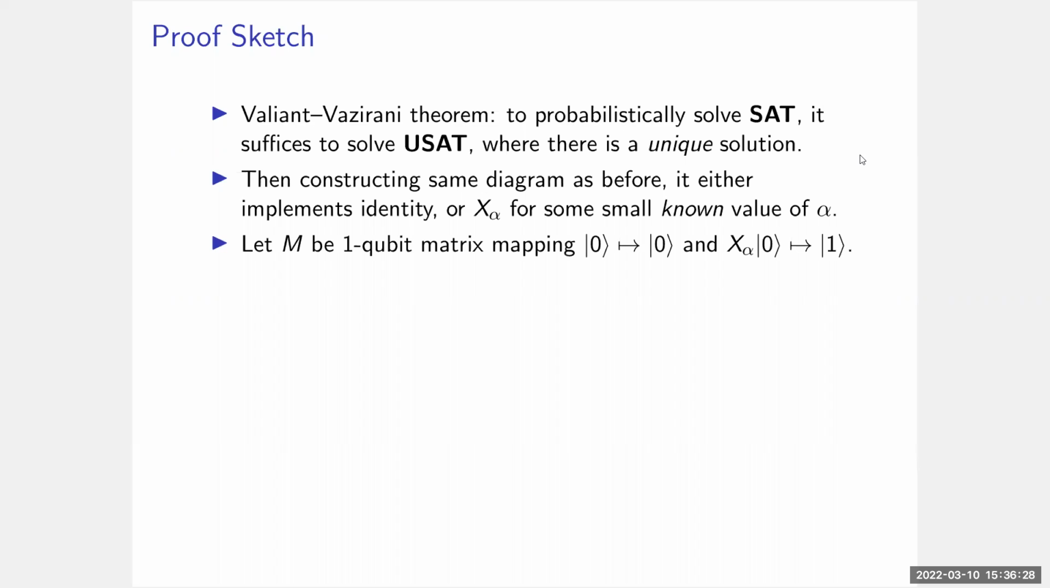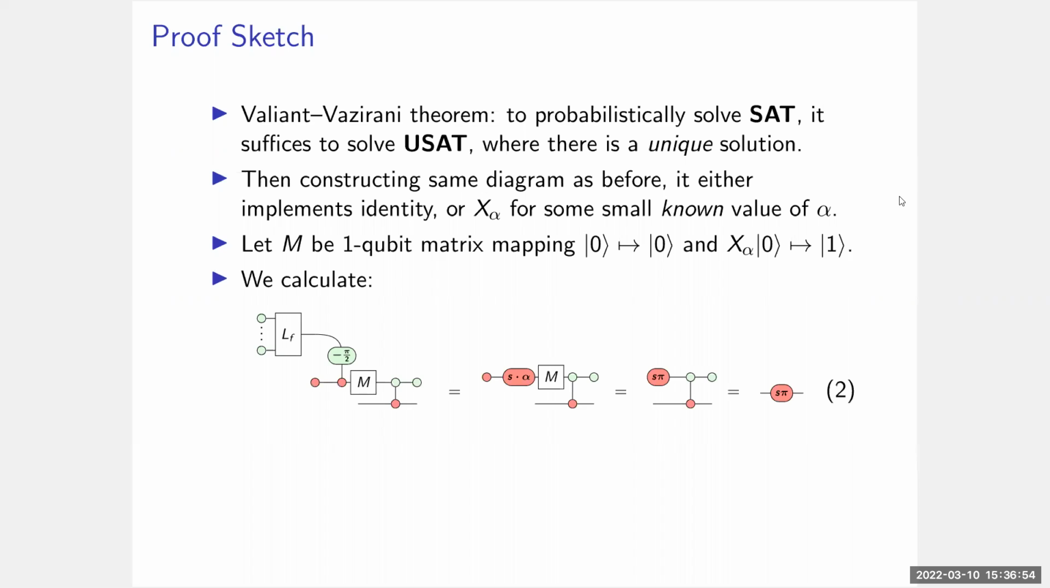Okay. So now let M be just a 1 qubit matrix, which maps 0 to 0 and X alpha 0 to 1. So this is a very non-unitary matrix, because 0 and X alpha 0 will definitely not be orthogonal, because alpha will be very small in general. But because it's a 1 qubit matrix, there's a constant sized ZX diagram we can write down that implements this matrix. And now look at the following diagram on the left.